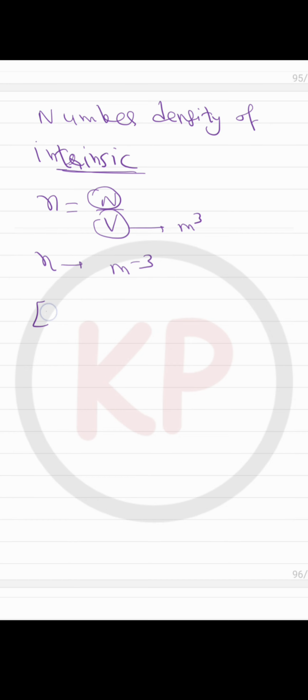Let's see next, number density of charge carriers, intrinsic or extrinsic. Both have the same unit and dimensions. Number density n is number per unit volume. Number has no unit, volume has a unit of meter cube, so number density has a unit of m^-3. Its dimensional formula will be L^-3.